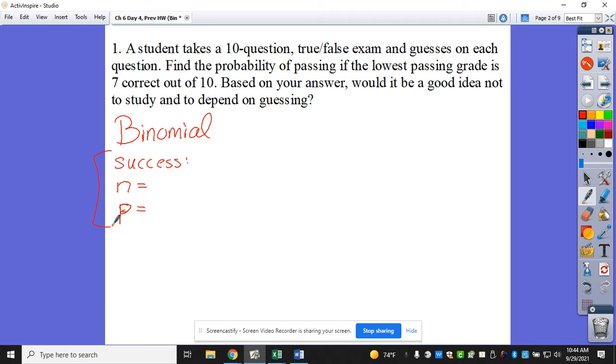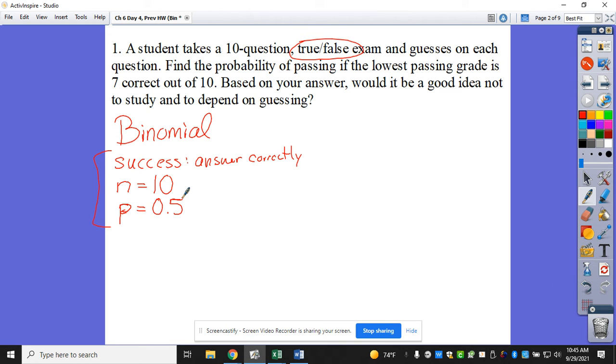How many trials am I doing? 10. So what is a trial? What do I want my success to be in my trial? Answer the question correctly. So it's individually like that. It's each trial, what is the success for that trial? So now, what is the probability that I get that success? 0.5. Why? Because it's true or false. That makes sense.